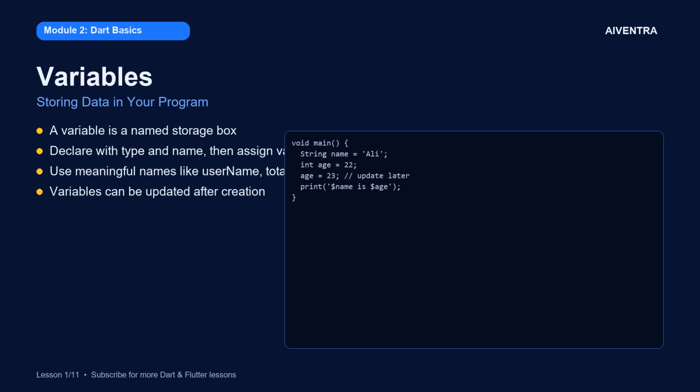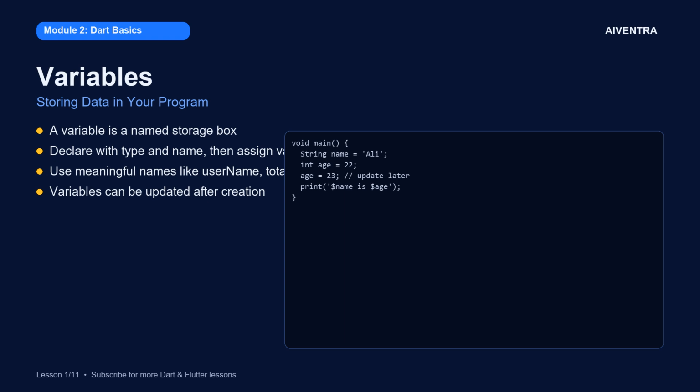One powerful feature of variables is that you can change them. After creating age as 22, you can later write age = 23. The box keeps the same label, but the content inside changes. This is why we call it a variable, because the value can vary.